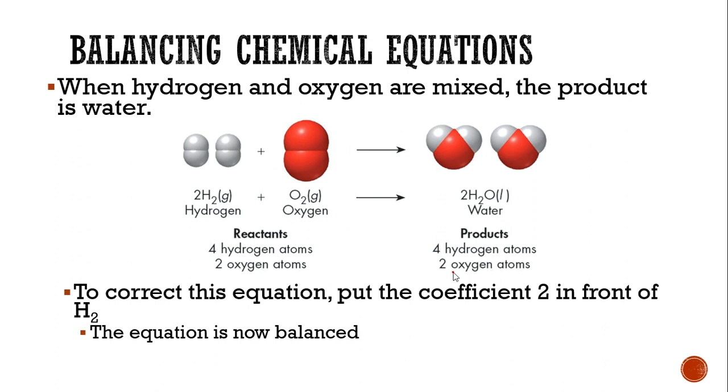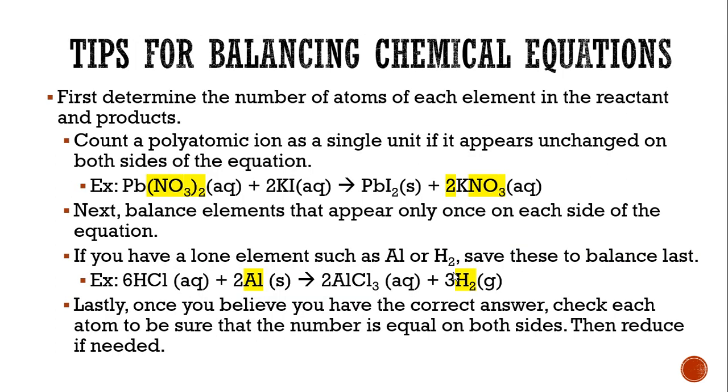You're going to note that balancing is a little bit of a trial and error. But there are some tips that I can give you for balancing chemical equations. First, we have to determine the number of atoms of each element in the reactants and products. So how many of each one do we have?